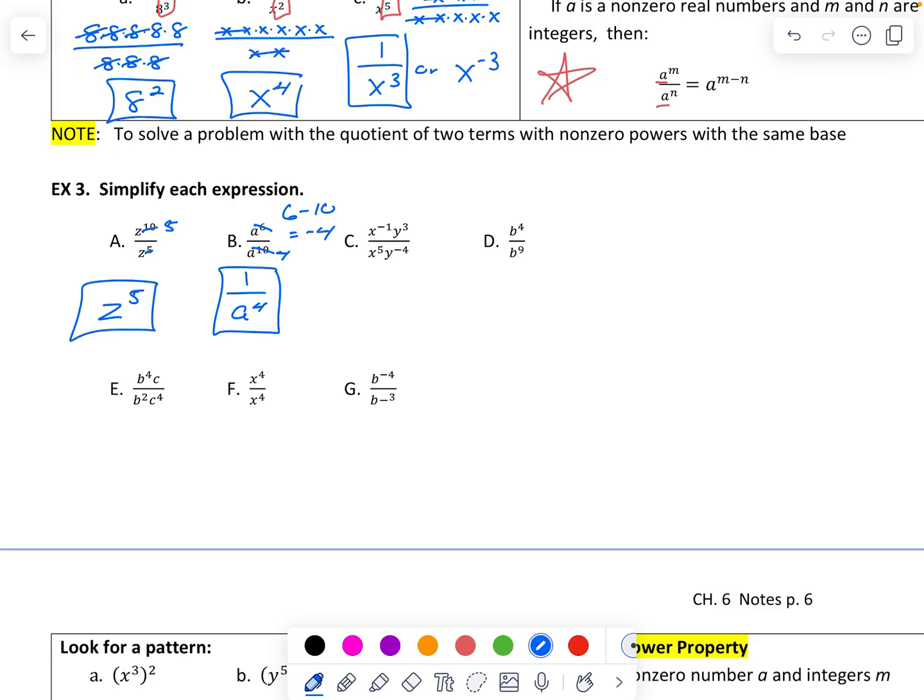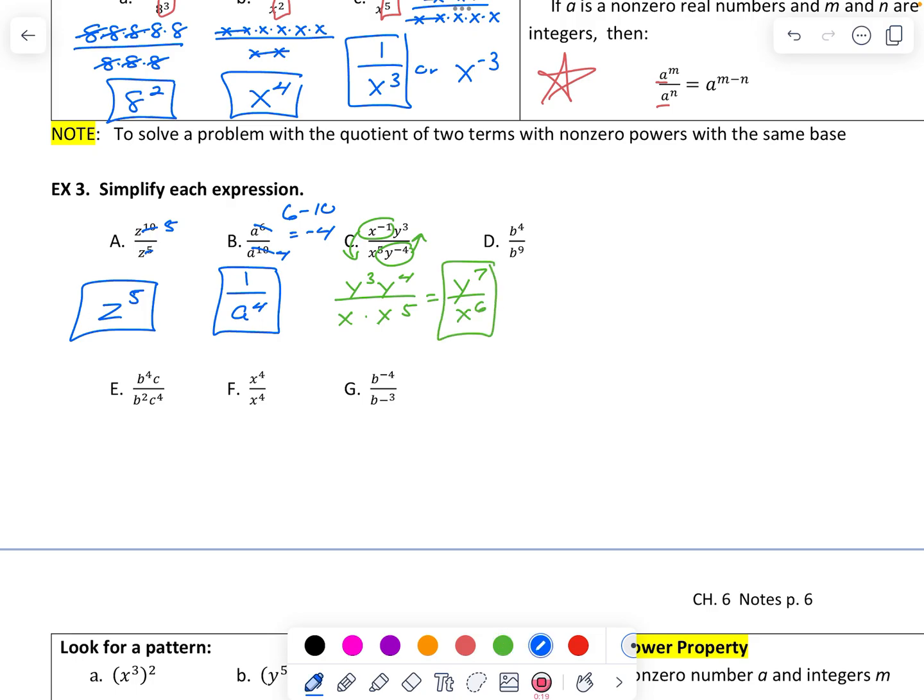Here, there's a couple ways you can do this one. One way is to rewrite everything so that there's no negative exponents. In other words, that's going to go down and that's going to go up. So we're going to have y cubed, y to the 4th over x times x to the 5th, which would be y to the 7th over x to the 6th.